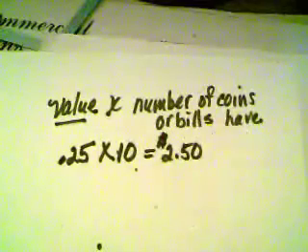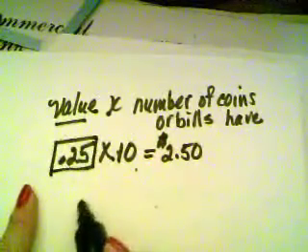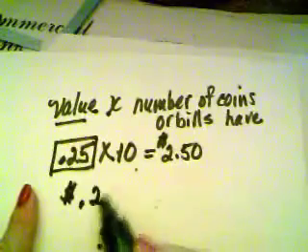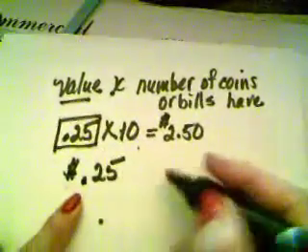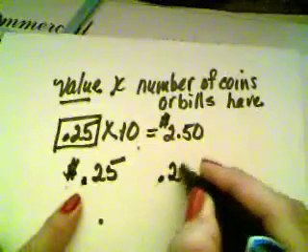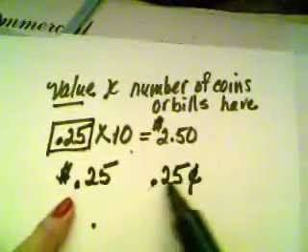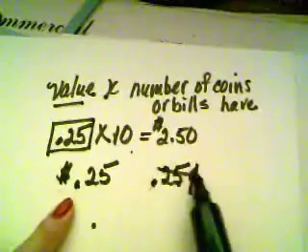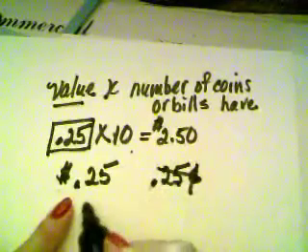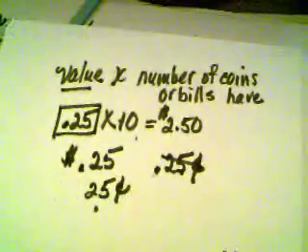Let me caution you when you write money. You can write 25 cents like this with a decimal and a dollar sign, but you cannot write the decimal and the cent sign. This means you have 25 hundredths of a penny, and that's incorrect. And so you could write it like this with the cent sign.